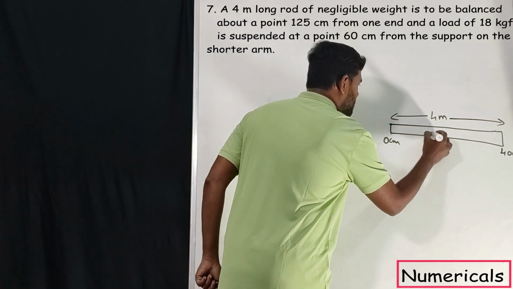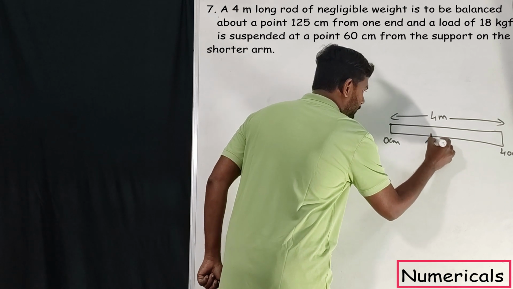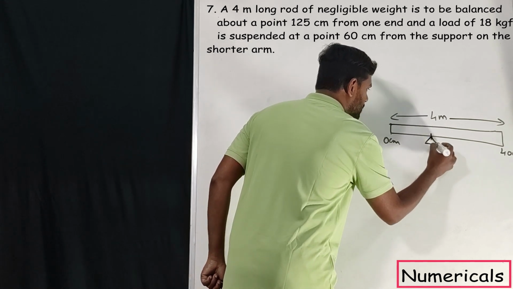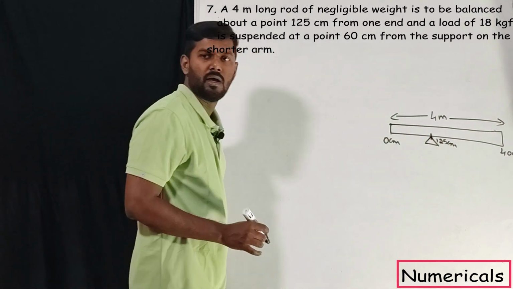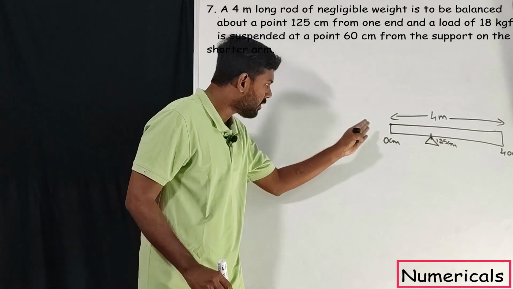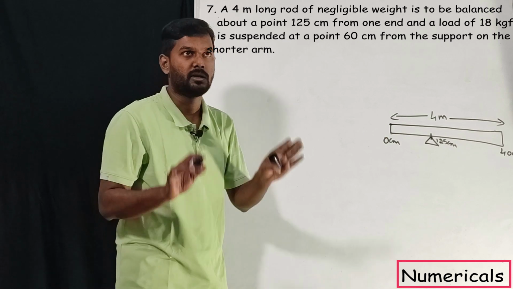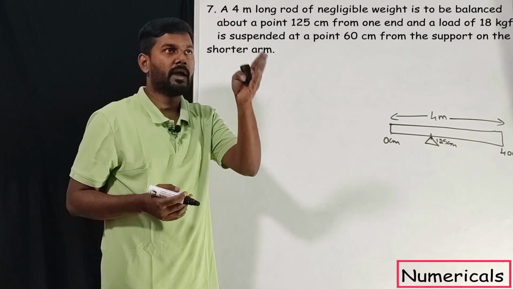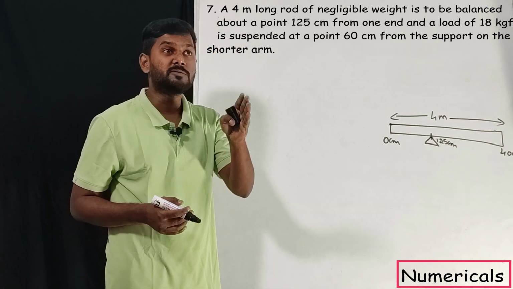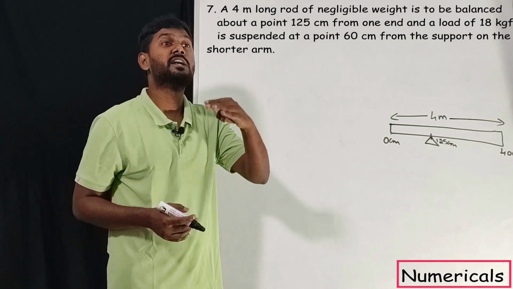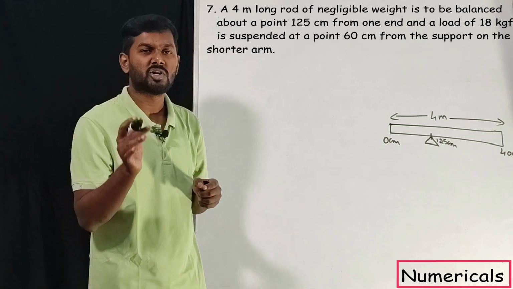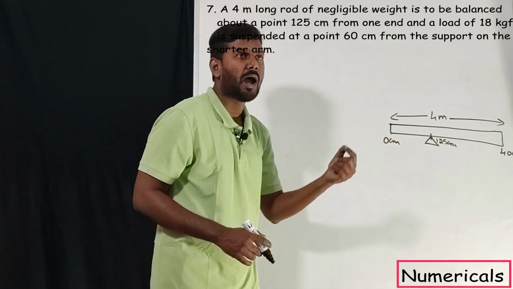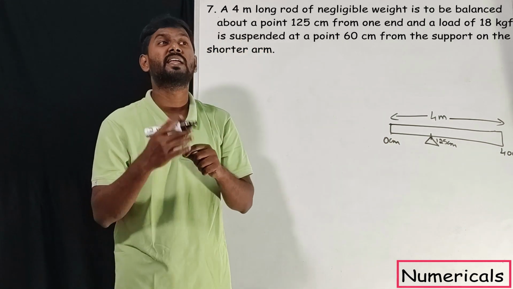See, assume this is 125 centimeter. So this point is 125 centimeter. Here we are placing the fulcrum at one end, from this end to 125 centimeter. Next, a load of 18 kgf is suspended at a point 60 centimeter from the support on the shorter arm. Which is the shorter arm? This is the shorter arm, and they are telling a load of 18 kgf.